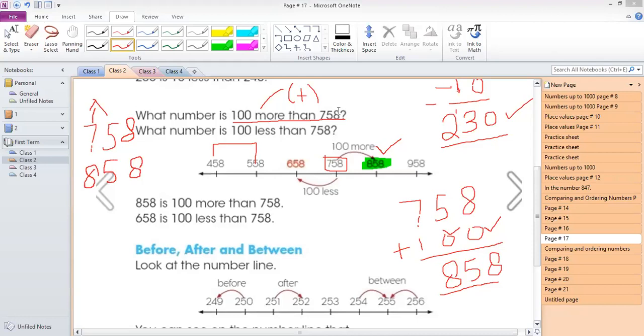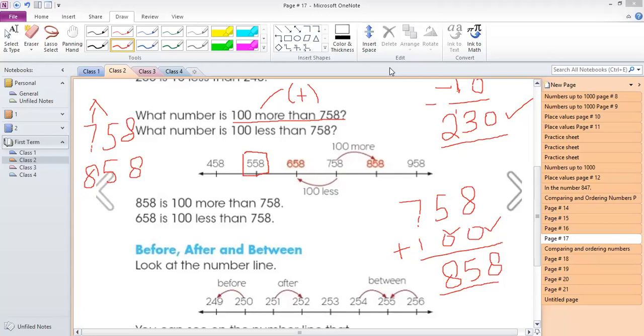Very good. Now you have to tell me what is 100 more than 558? This is 558. Tell me the answer, please. Answer me in the chat box, guys. What is 100 more than 558?